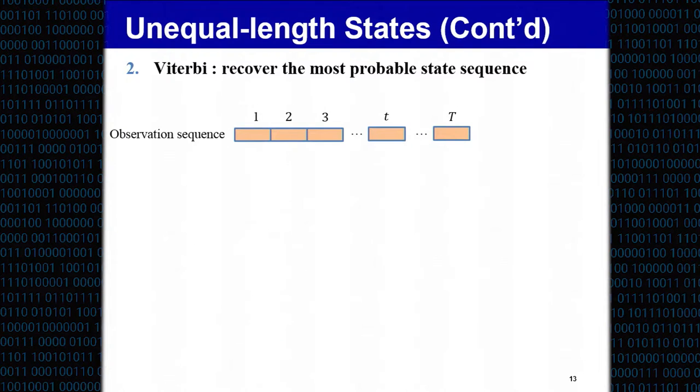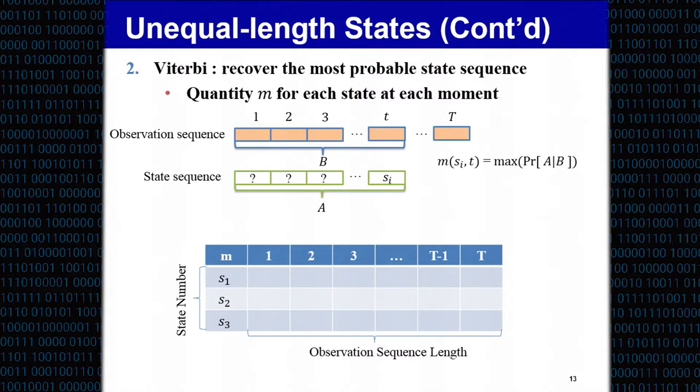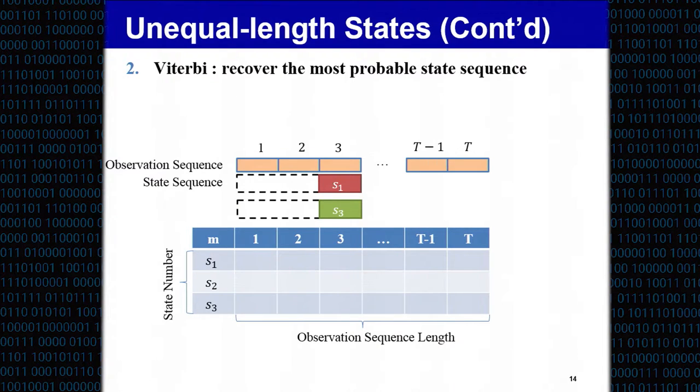In HMM, we usually use the Viterbi algorithm to recover the most probable state sequence for a given observation sequence. To handle unequal-length states, we also need to revise the Viterbi algorithm. The algorithm defines a quantity M for each state at each moment, and we can use an array to record all the M values. The M value for state Si at moment t represents the maximal probability of the state sequence given the observation, if the state sequence terminates with state Si at moment t. In classic HMM, because all states have length 1, when updating the M values at the same moment, we only need the M values at the previous moment.